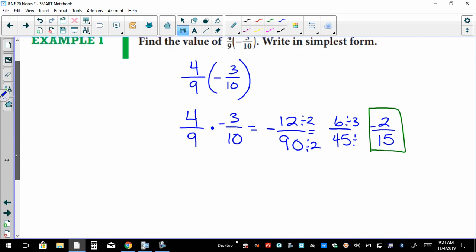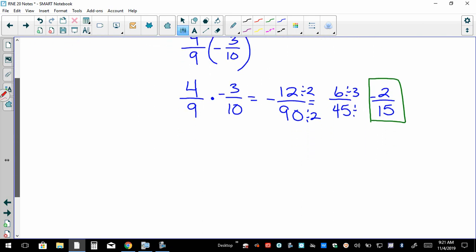I'm going to rewrite this problem, okay? Our problem was 4/9 times negative 3/10. Watch. You can actually do some cross canceling here. So what you do is you look at the denominator on the left side, the 9, and you compare it to the numerator on the other one, and you ask yourself, is there a number that goes into 3 and 9 evenly? Yes. What is it?